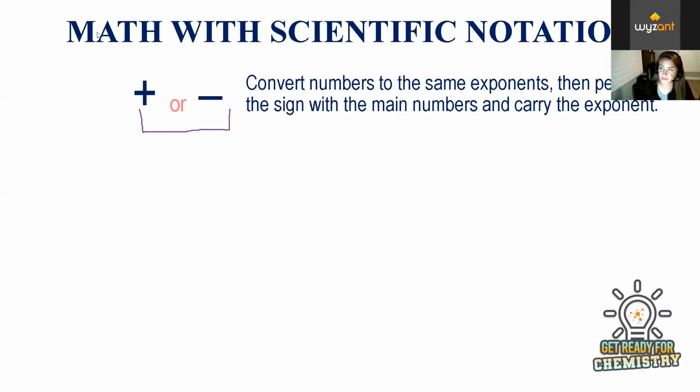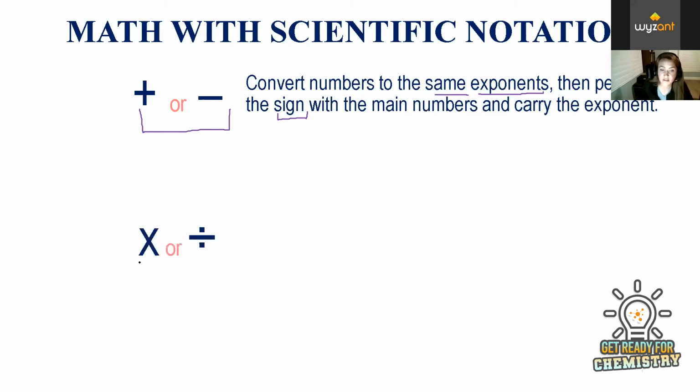In scientific notation, it's very similar. As long as we can convert the numbers so that they have the same exponents, like times 10 to the fourth and times 10 to the fourth, then we can just perform the sign, meaning addition or subtraction, with the main numbers and carry the exponent. I'll show you the example of that in a second.